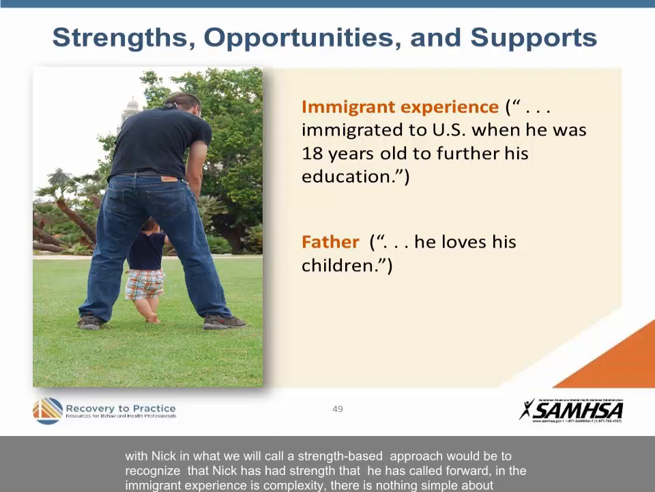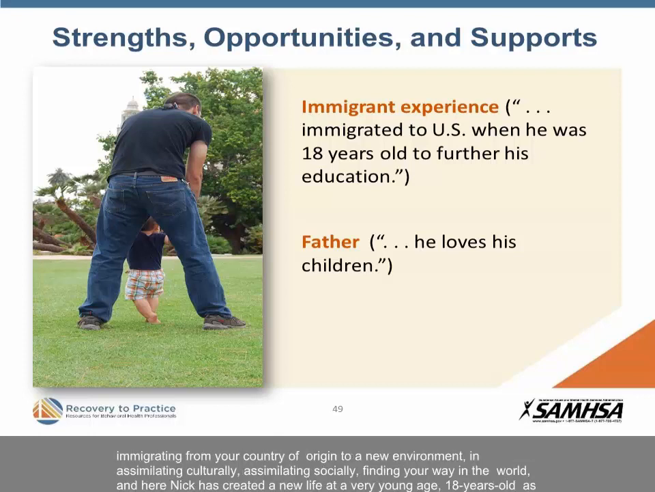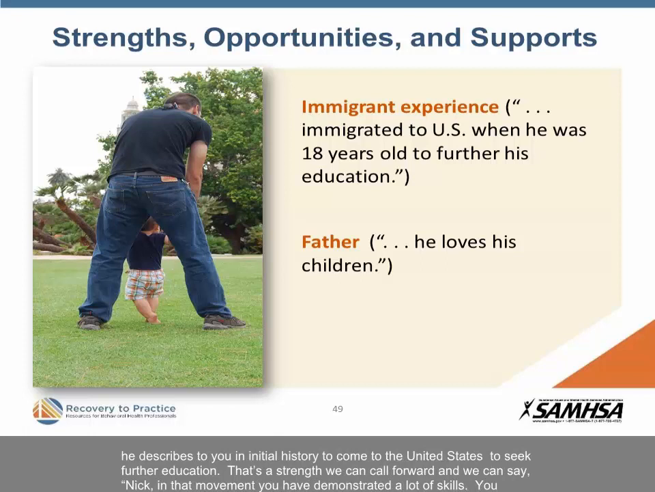be to recognize that Nick has had strengths that he has called forward. In the immigrant experience is complexity. There is nothing simple about immigrating from your country of origin to a new environment and assimilating culturally, assimilating socially, finding your way in the world, if you will. And here Nick has created a new life at a very young age, 18 years old, as he describes to you in the initial history, to come to the United States to seek further education. That's a strength we can call forward.